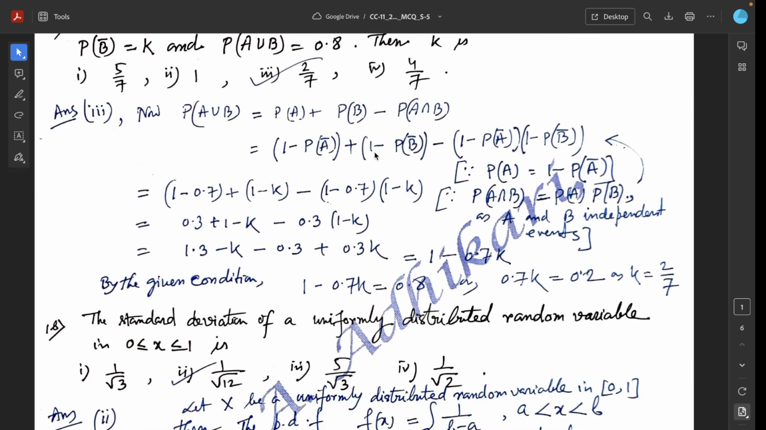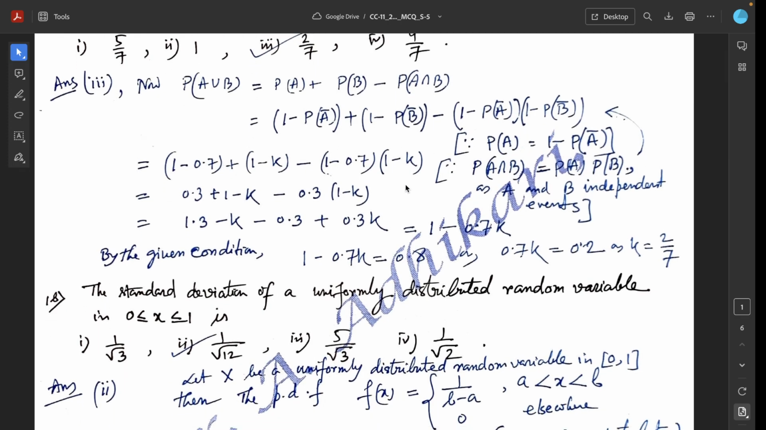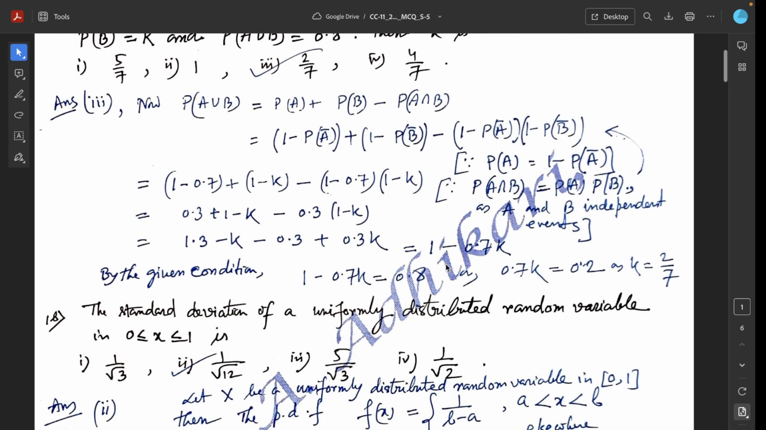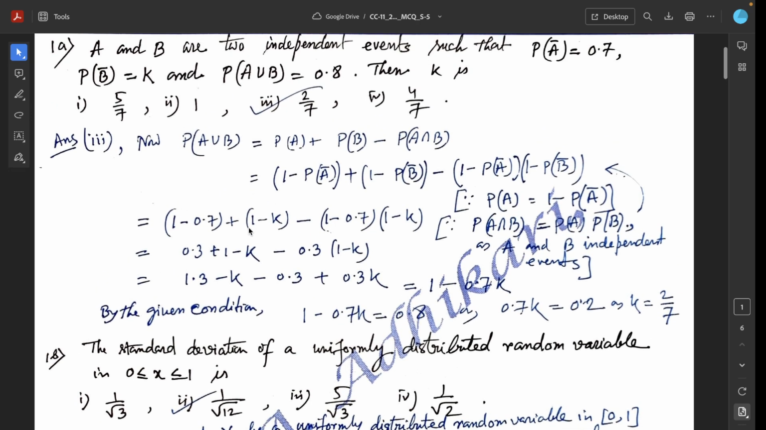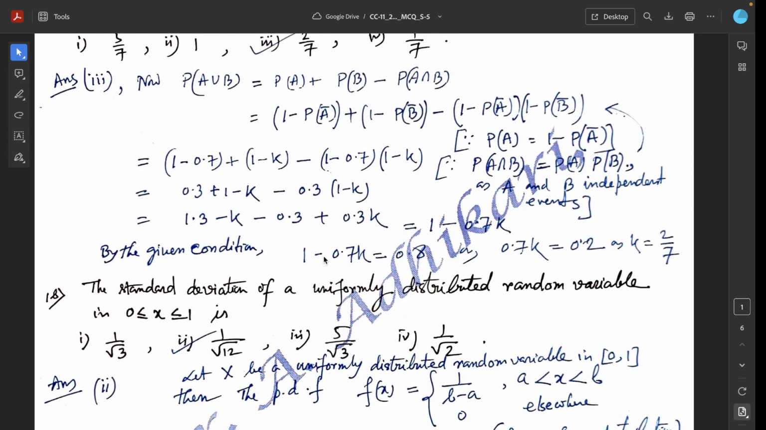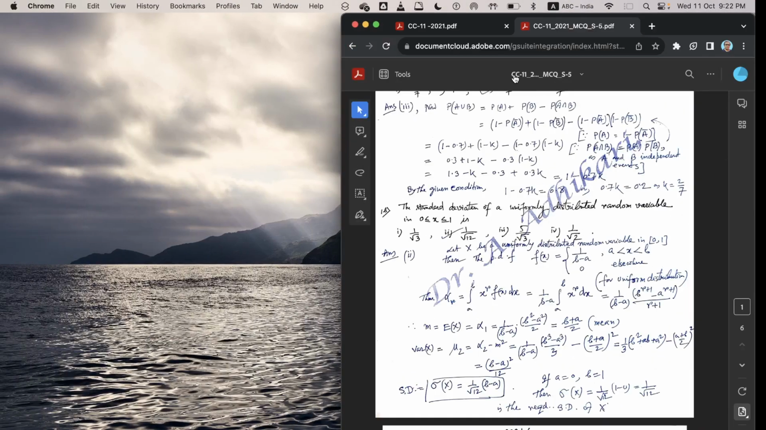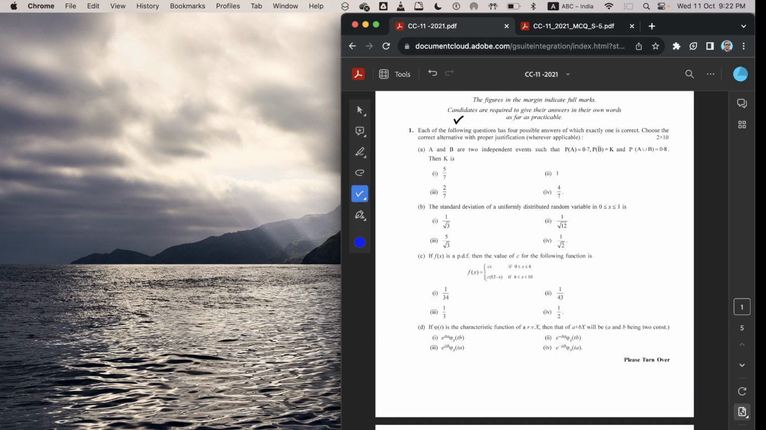So we put all these values of probability of A bar and probability of B bar, and after simplifying we get 1 minus 0.7k. Now probability of A union B equals 0.8, so 1 minus 0.7k equals 0.8, so k equals 2/7, option 3 is correct here.